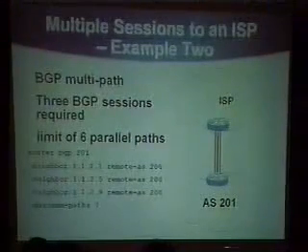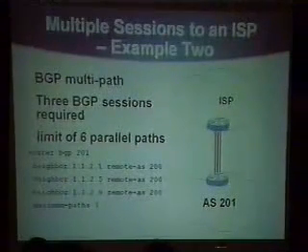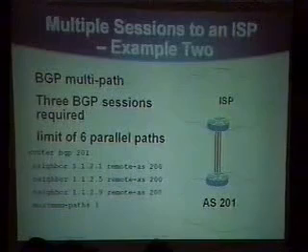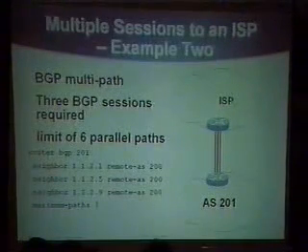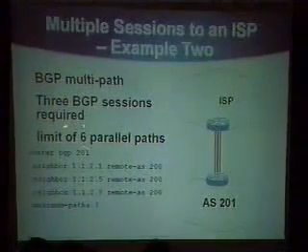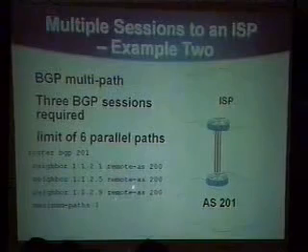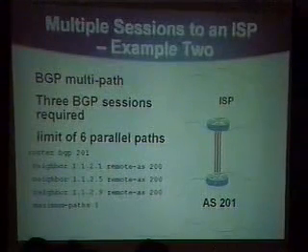Oh, this one, you could use BGP multipath. Multipath basically means the router will install parallel paths in the forwarding table. Okay? In this example there is a limit of 6 parallel paths. We've set maximum paths 3, so the router will do load sharing over these 3 paths.